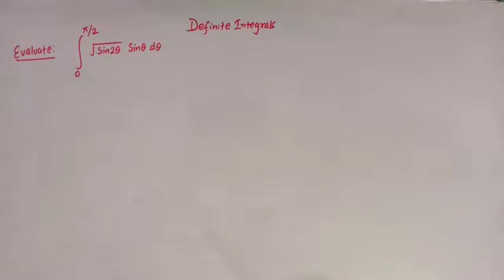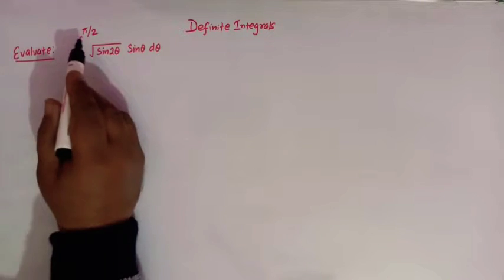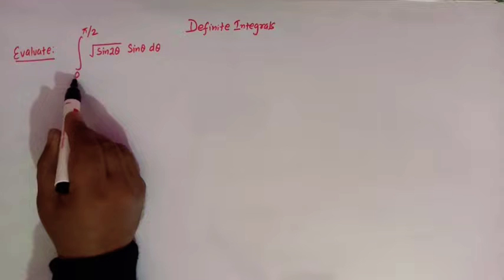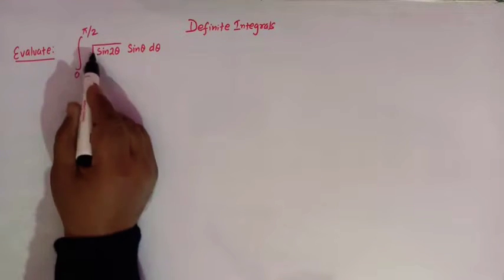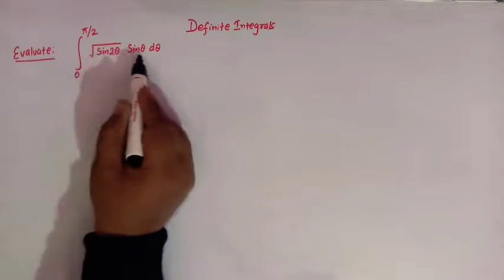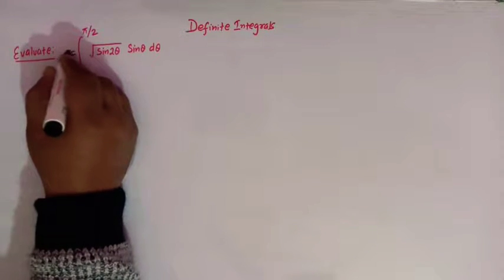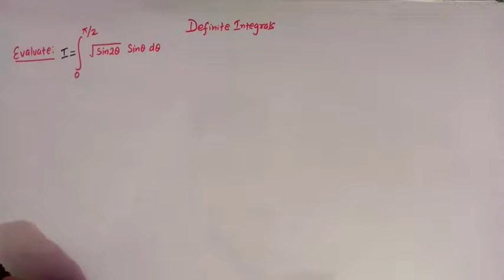Hello viewers, in today's class we are going to discuss yet another important problem from definite integrals. So let us start. Now here we have to evaluate this integral, which is from 0 to pi by 2 of square root of sine 2 theta sine theta d theta. Let us first call this integral as I.